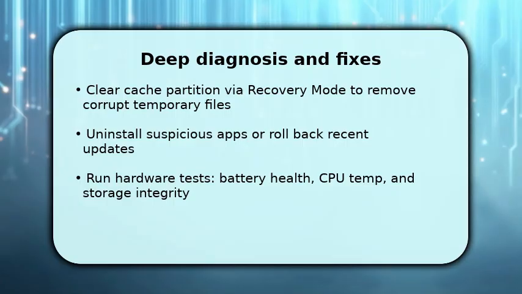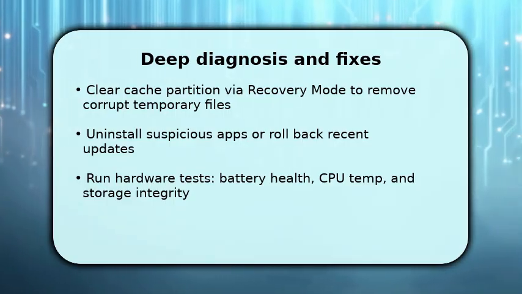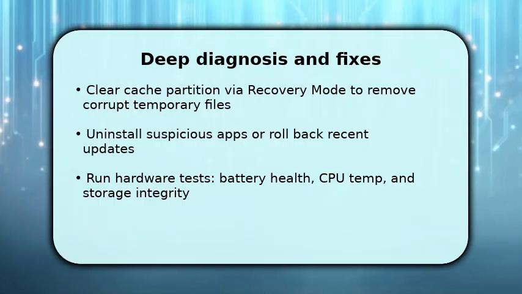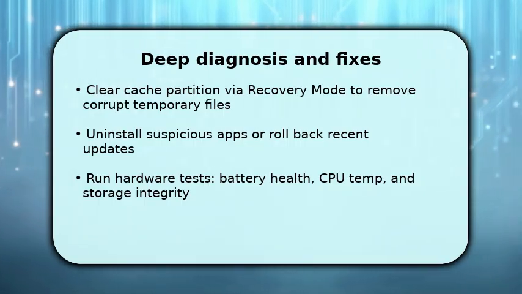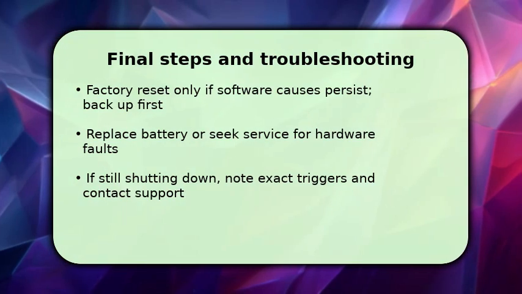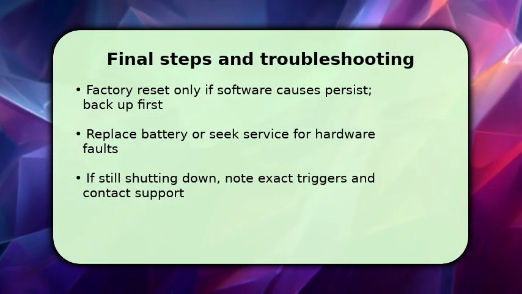Simultaneously, run quick hardware checks: battery health from settings or an app, CPU temperature, and storage diagnostics. If software fixes don't stop the shutdowns, back up your data and perform a factory reset. This removes deep system corruption, but should be the last resort.